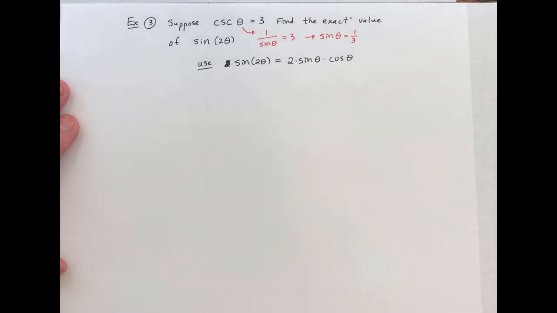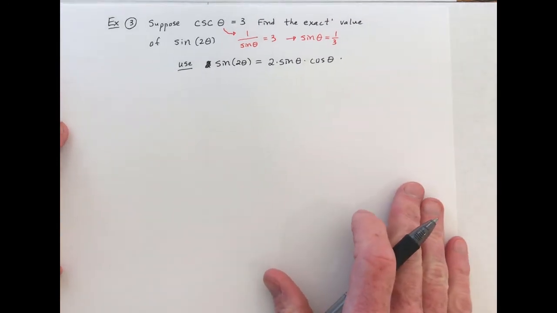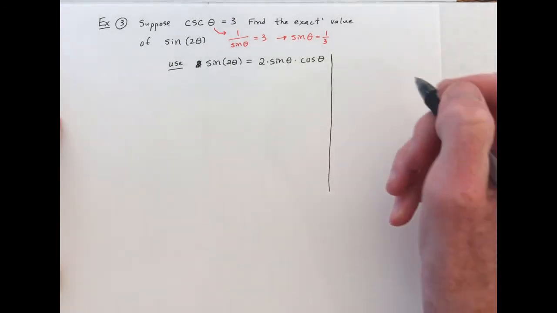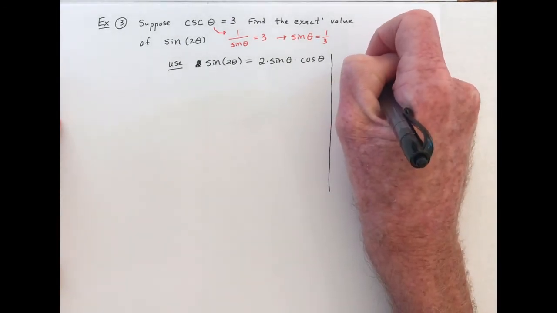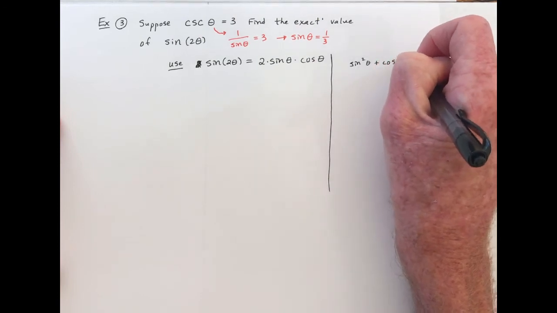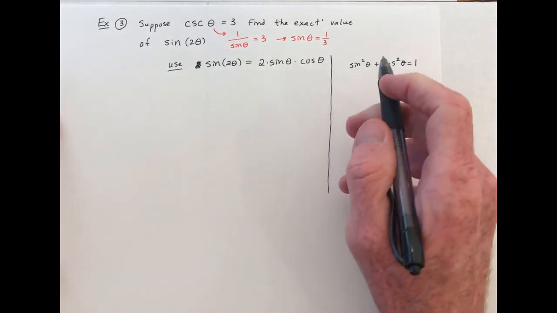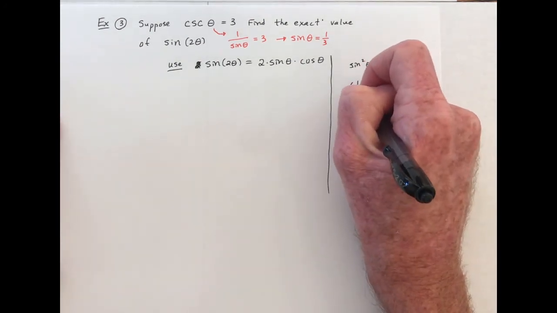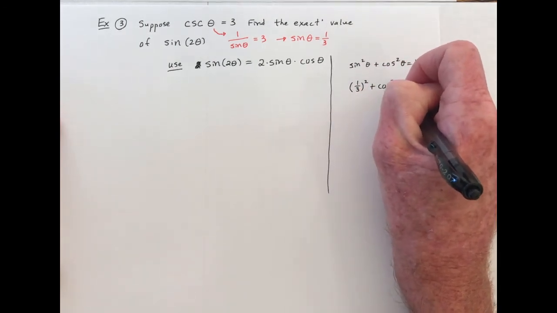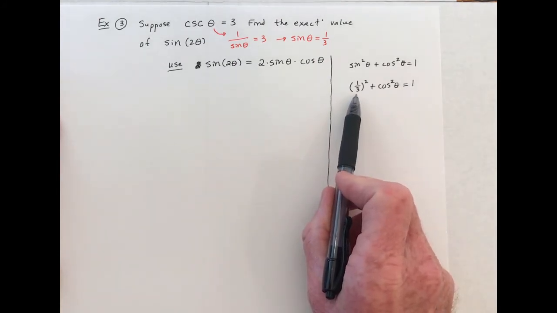Well, we could do it the same way as last time and draw a little right triangle. Or what I could do is use this: sine squared plus cosine squared is equal to 1. And then substitute that. Sine is equal to 1/3, so this is going to be 1/3 squared plus cosine squared equals 1. When you square 1/3, that's 1/9.